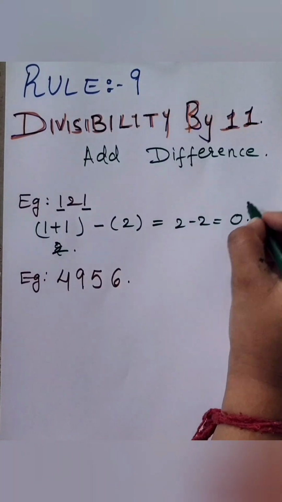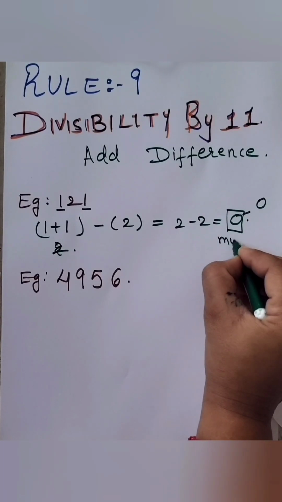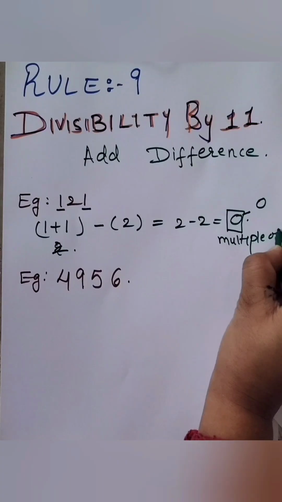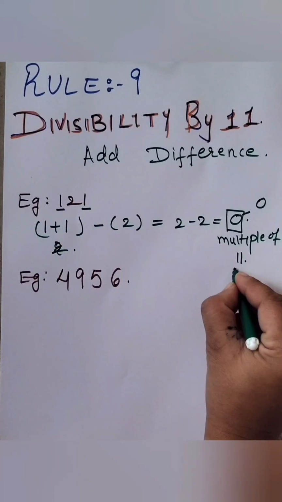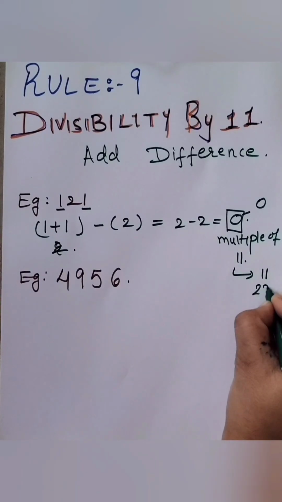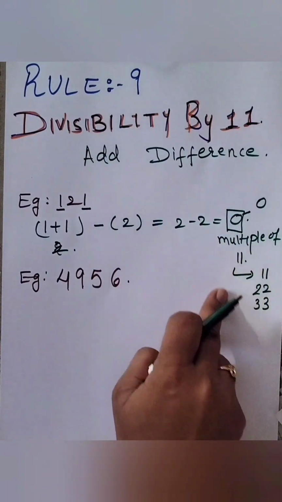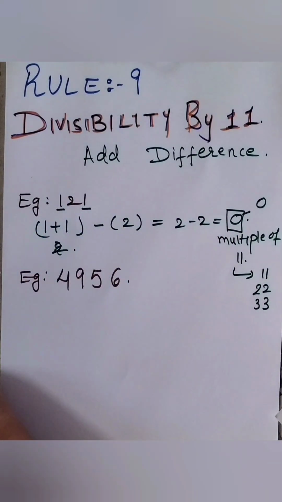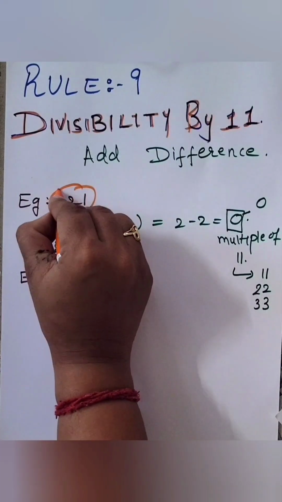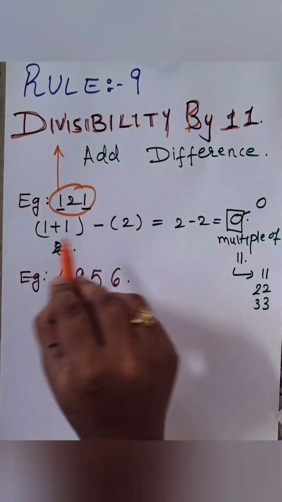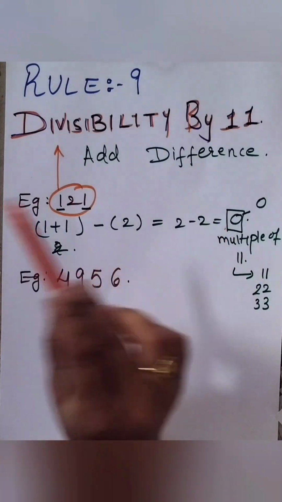So if the difference is 0 or a multiple of 11, it is divisible by 11. The multiples of 11 means 11, 22, 33, like this. If I get the difference as 0 or a multiple of 11, then the whole number is divisible by 11. So in this case 121 is divisible by 11 because the sum of alternate digits, when I take the difference, is 0.